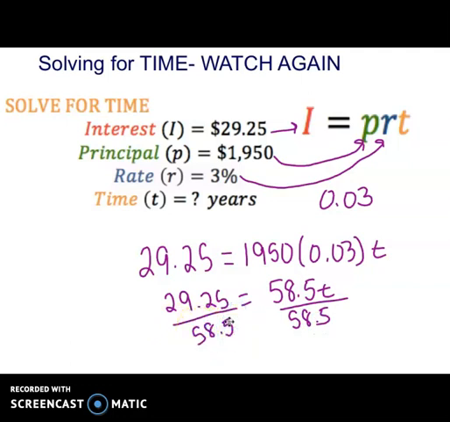Order matters, so I type it in exactly how I see it. 29 and 25/100 divided by 58 and 5/10. And I get the time in this case to equal 5/10. So the time is 5/10 or a half a year. That is solving for the time, exactly like solving for the rate.